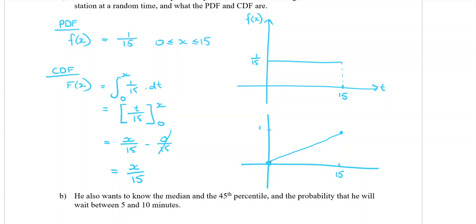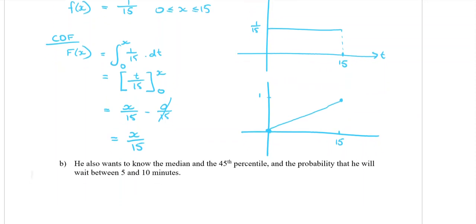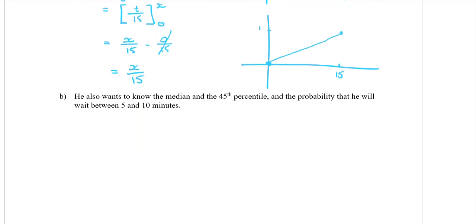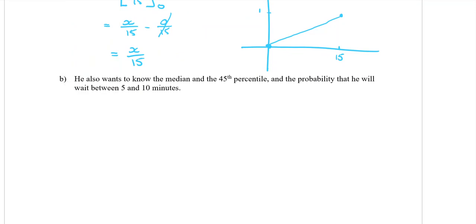Part B, he also wants to know the median and the 45th percentile and the probability that he will wait between 5 and 10 minutes. Now, let's start with the median. Median means the middle. If I'm using my cumulative frequency, I need to find the middle of it, which time-wise, I've got it's going up to 15 because we knew it was a maximum of 15 minutes for when our next train could arrive. So the middle of that's going to be at 7.5. So let's write that down. We're going to have the median.